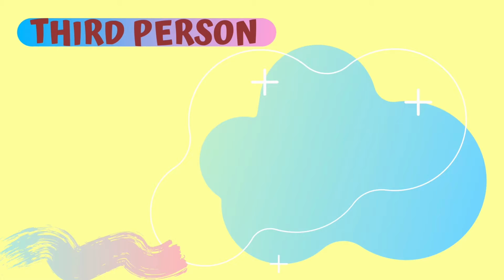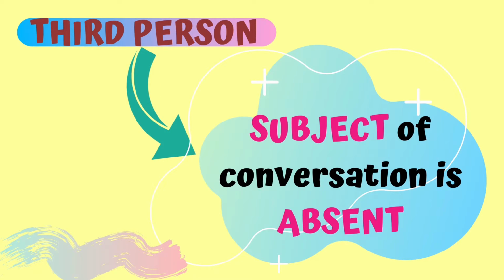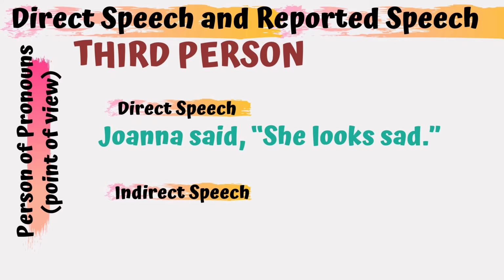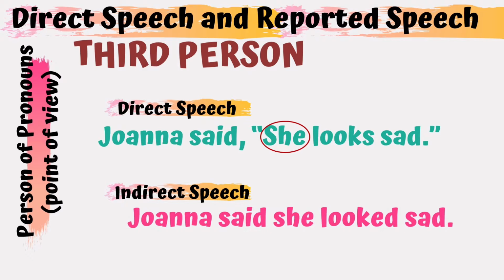Third-person point of view is when the subject of the conversation is absent. Example of direct speech. Joanna said, "She looks sad." The pronoun she pertains to the other woman who is not part of the conversation. Our reported speech is, Joanna said that she looked sad. You will notice that the third-person pronouns in reported clause does not change.